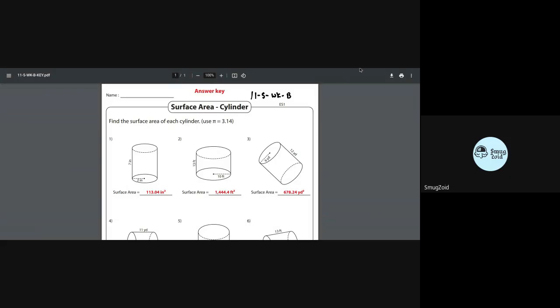Okay, these are the cylinder problems. Two things you have to have: the length of the cylinder and the radius. You can't use the diameter for these things.